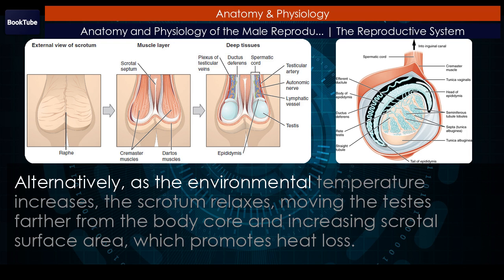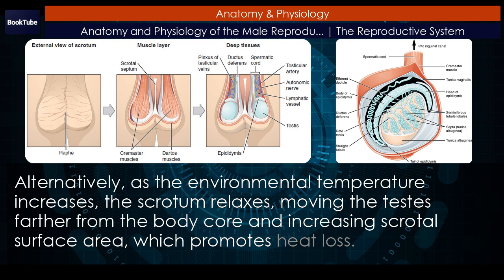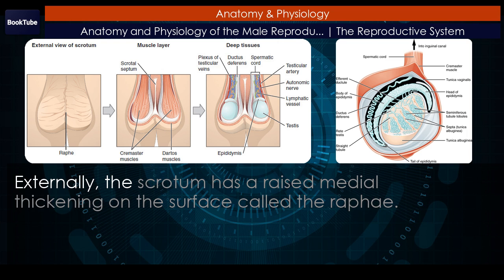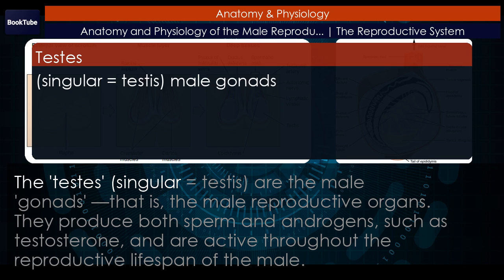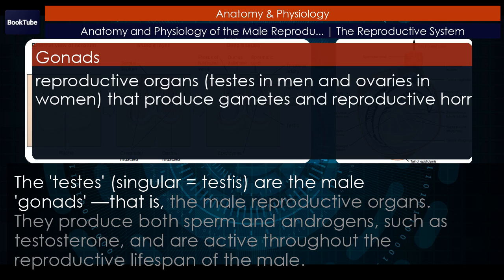Alternatively, as the environmental temperature increases, the scrotum relaxes, moving the testes farther from the body core and increasing scrotal surface area, which promotes heat loss. Externally, the scrotum has a raised medial thickening on the surface called the raphe. Testes. The testes, singular equals testis, are the male gonads, that is, the male reproductive organs.